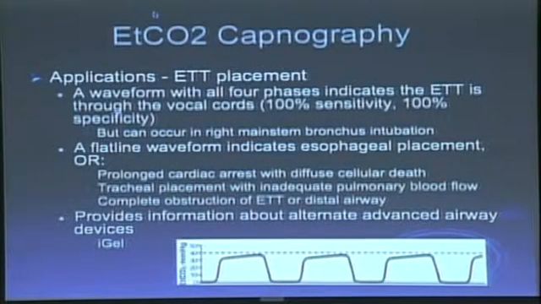Now, if you have a waveform with all those phases, a full waveform, not just a little blip, that indicates your ET tube is through the vocal cords. And I want you to start making sure that that gets recorded, and then that is downloaded into your chart. So you have to get it on where you can record, not only see it, but record it so that we have that record.